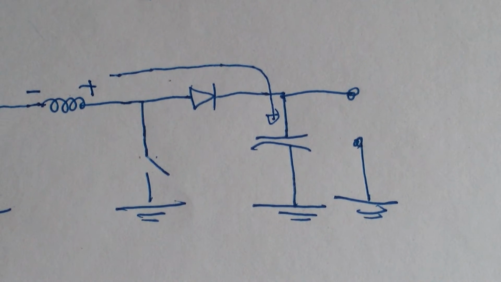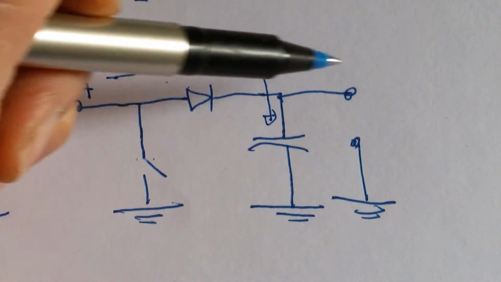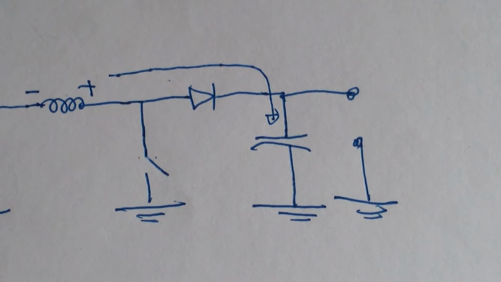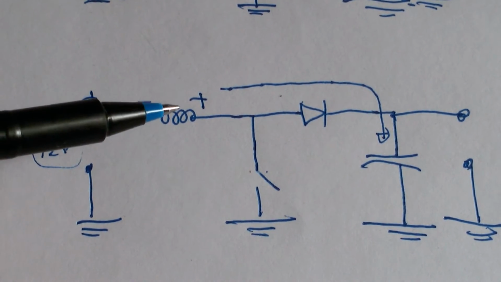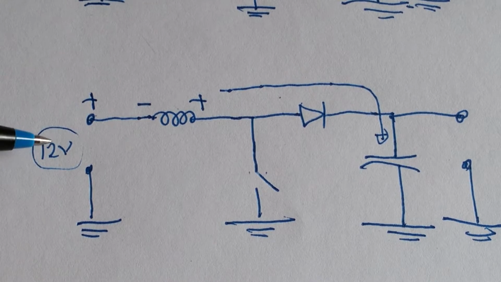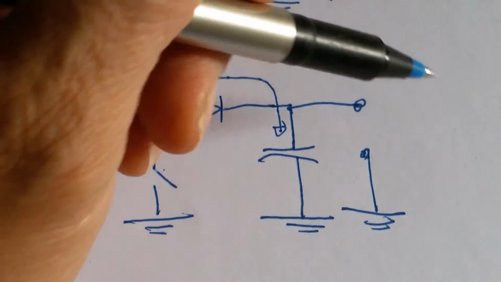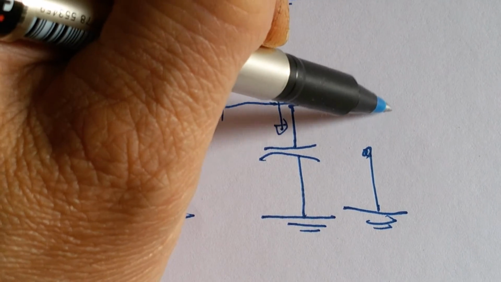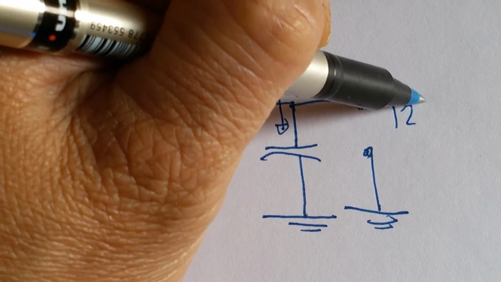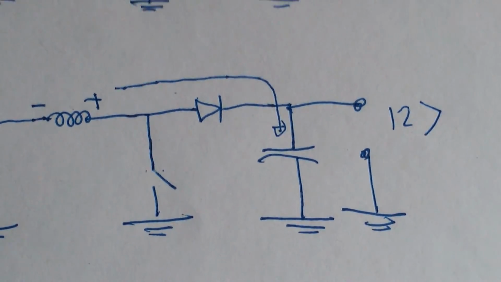So what is the result? The voltage of this one will become higher compared to your supply voltage, because you are adding your inductor energy and the supply, which is 12 volts. So expect the output of this one to be higher than 12 volts.